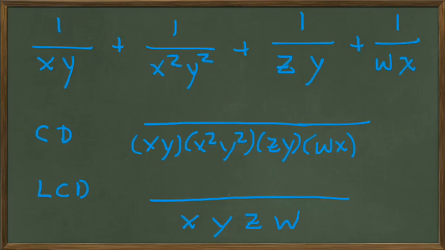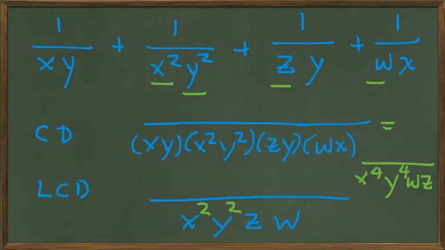So the x occurs to its highest power here, the z to its highest power here, the y to its highest power here, and the w to its highest power here. And so here is the least common denominator. So you can see that the least common denominator here has the factors to a lower power and is going to give you a much more simple expression than if you use just the common denominator.